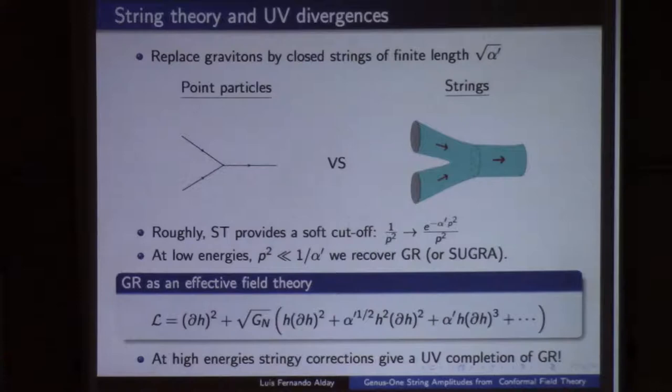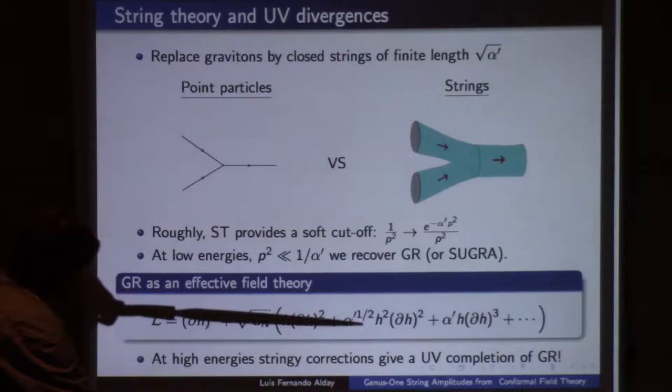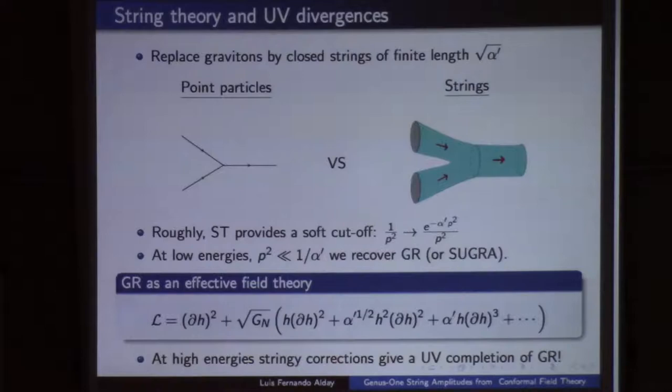Or in some supersymmetric versions of string theory, you will recover supergravity. And the view we have now is that we believe that general relativity we have to see as an effective field theory. We have the starting point, that is the Einstein-Hilbert Lagrangian, and then we have a tower of string theory corrections, like this term, and so on, in such a way that each correction, the higher-derivative corrections, is suppressed by powers of this alpha prime.